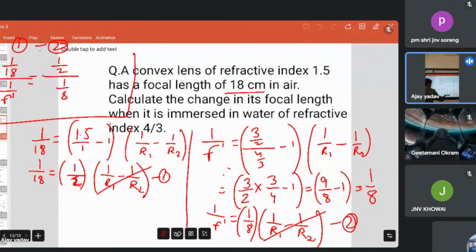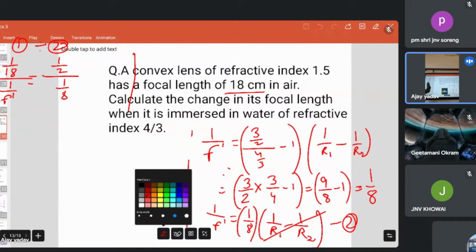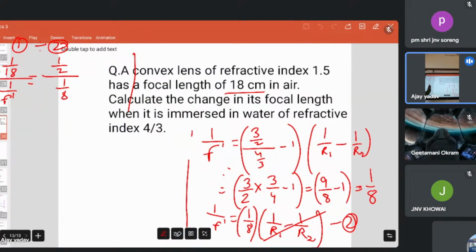Okay. So now I am erasing this. So here we will write 1 by 18, f dash will go in the numerator. So here 1 by 2 multiplied by 8. 2 fours are 8. It means f dash is equal to 18 into 4. It is equal to 72 centimeter.